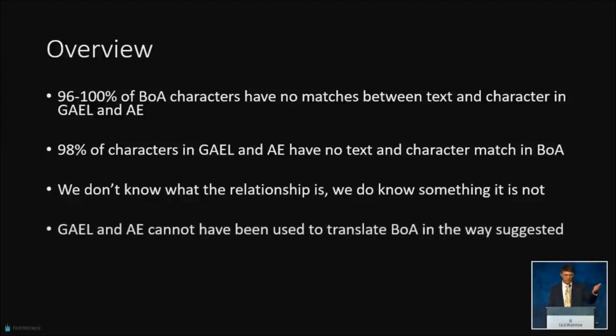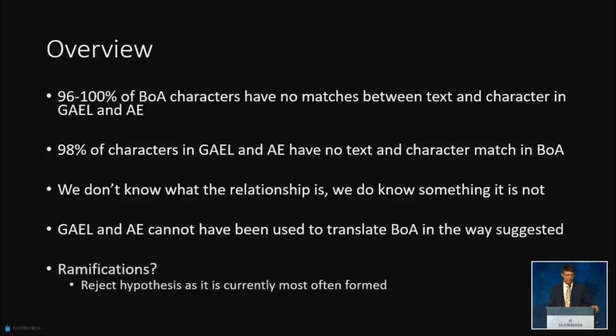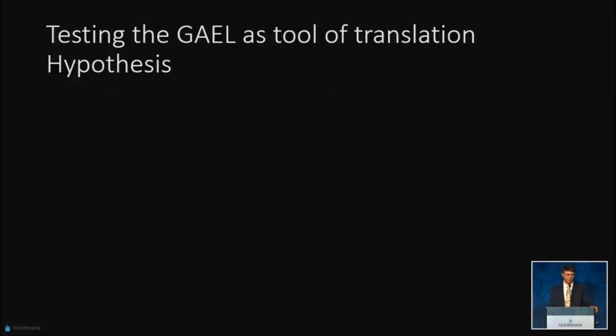It can't be the way that it's been suggested, that they used the grammar and alphabet to translate those characters in the Book of Abraham manuscripts, because 96 or 98% of the time that doesn't work, and those are fairly high numbers, right? So what are the ramifications? Well, the way we typically form that part of the hypothesis, we have to reject it.